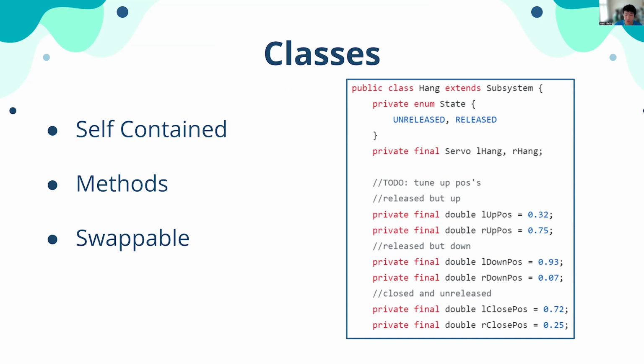The benefit of being self-contained is that once we import this hang class into our teleop or auto programs, we can change anything that we need in the hang, such as the positions of the hang or the servos that we want to use for it, in the hang class, and those modifications will automatically be made everywhere else we use the hang.